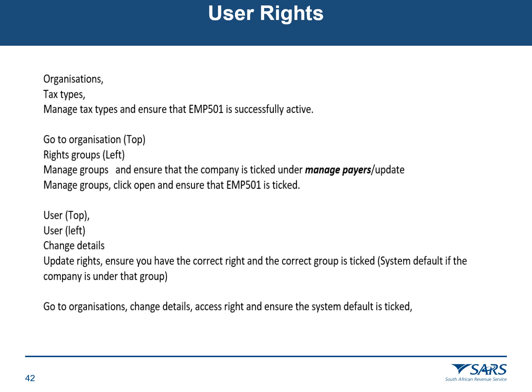You're going to update, then you're going to go to manage groups, click open, and ensure that the EMP 501 is ticked. Then you're going to go to user on top, then user on the left. You're going to click on change details. You're going to click on update rights and ensure that you have the correct rights and the group is ticked. For example, it's the system default if the company is under that group. Then you're going to go to organizations, change details, access rights, and ensure that the system default is ticked.